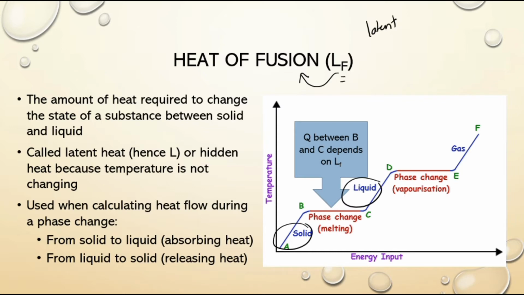And latent means hidden. So why is this a hidden heat? Because you can't see it. From the temperature remaining constant, you would assume that the heat is not increasing, but it is. So it's like a hidden heat. All right, so the key thing I need you to remember, when do you use a heat of fusion, which is a variable, remember that, which is LF, is that you use it when you are changing phase between liquid and solid. And that's the only time you're going to use it in this phase change calculation.